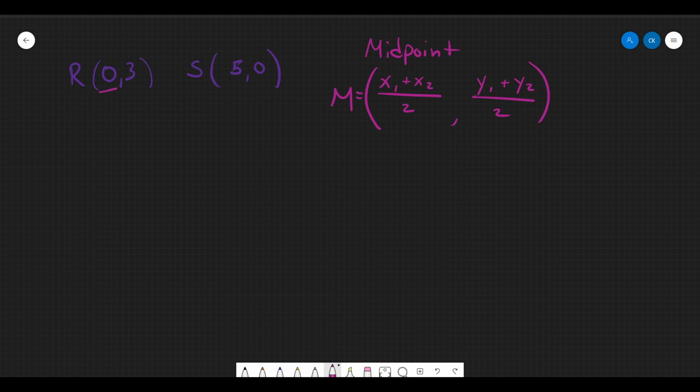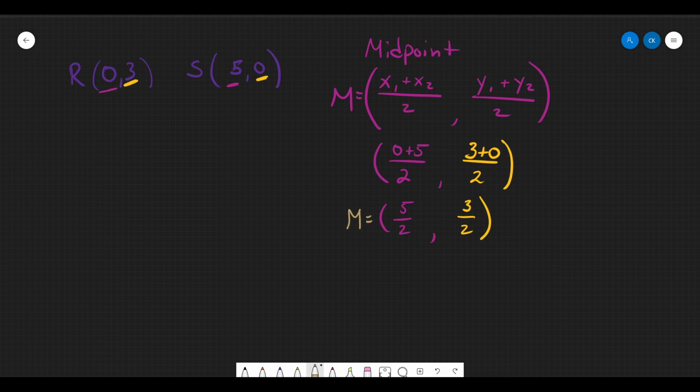So I'm going to start with my x values. I have a 0 and a 5, so it's going to be 0 plus 5 over 2. Then I'm going to move on to my y values. We have a 3 and a 0, so it's going to be 3 plus 0 over 2. 0 plus 5 is 5 over 2. 3 plus 0 is 3 over 2. Now, I can just leave it just like that. I don't have to change these into decimal approximations. I can just leave it as the midpoint would be 5 halves, comma, 3 halves.